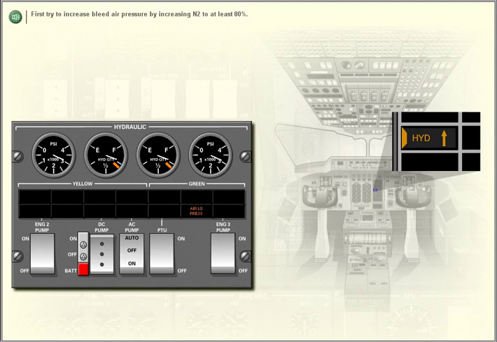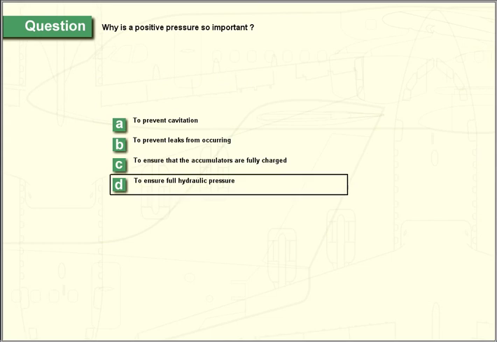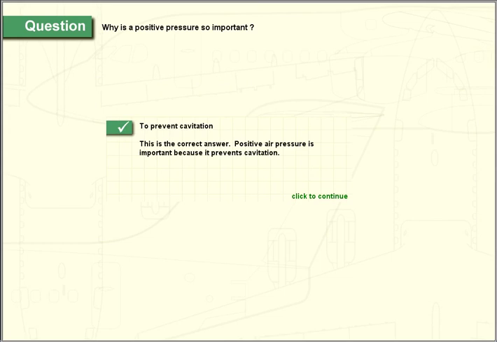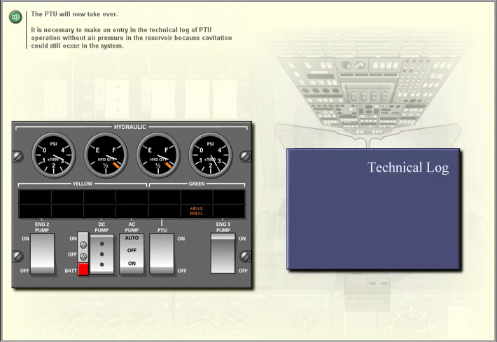First, try to increase bleed air pressure by increasing N2 to at least 80%. Why is a positive pressure so important? If the annunciator goes out, the problem has been resolved. If not, we must turn off EDP3 to prevent pump cavitation. Turn off engine 3 pump switch. The PTU will now take over.